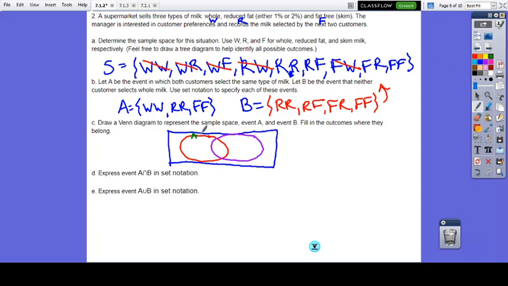Now, the reason that they cross over is you have to think about all of these different pieces. So if this is A, if this is B, and then my rectangle is my sample space, I always start with what's in the middle. So this is what do both of them have in common. So I look at my two lists and what do they both have in common?